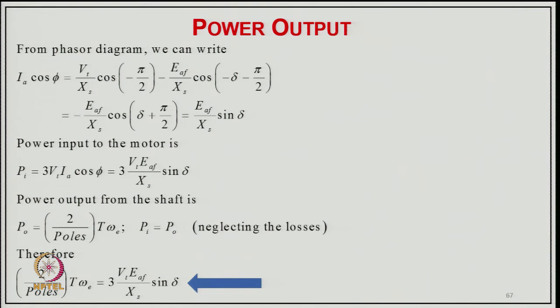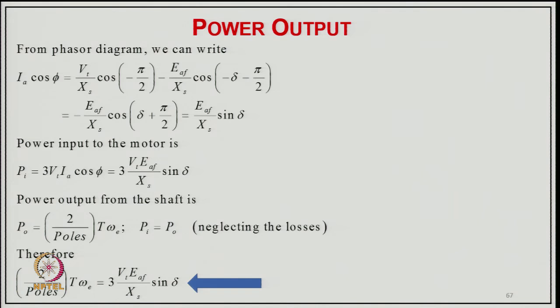So, that becomes equal to minus I A cos phi, equal to minus E F / X S cos (delta + pi/2), equal to E F / X S sin delta. The power input to the motor can be Pd equal to 3 Vt I A cos phi, and this becomes 3 Vt E F upon X S into sin delta.